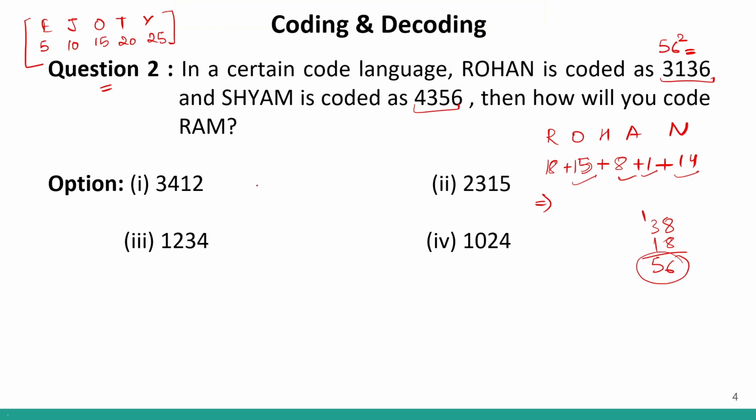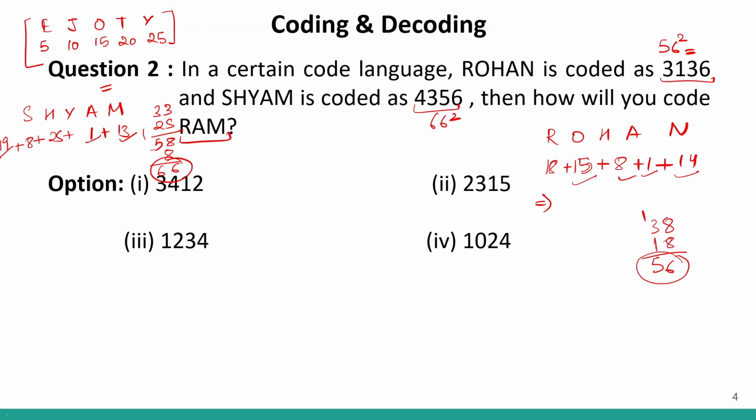Now let us do the same thing for Shyam. For Shyam, the forward ranks: this is 1, this is 13, this is 25. H is 8 and S is 19. Correct? These are your forward ranks. So if I add these, 19 plus 1 will give me 20. 20 plus 13 will give me 33. 33 plus 25 will give me 58, and 58 plus 8 will give me 66. So 4356 is basically 66 square. So we are summing the forward ranks and then we are squaring it.